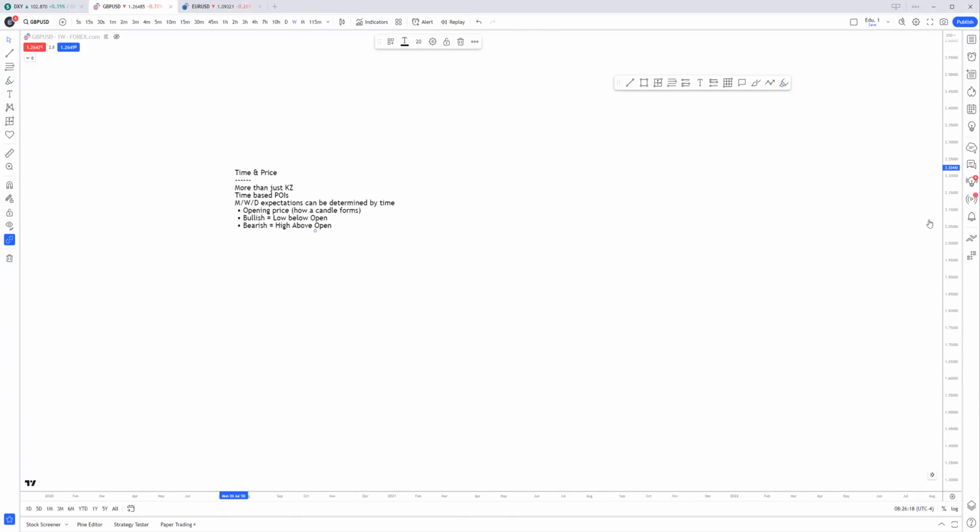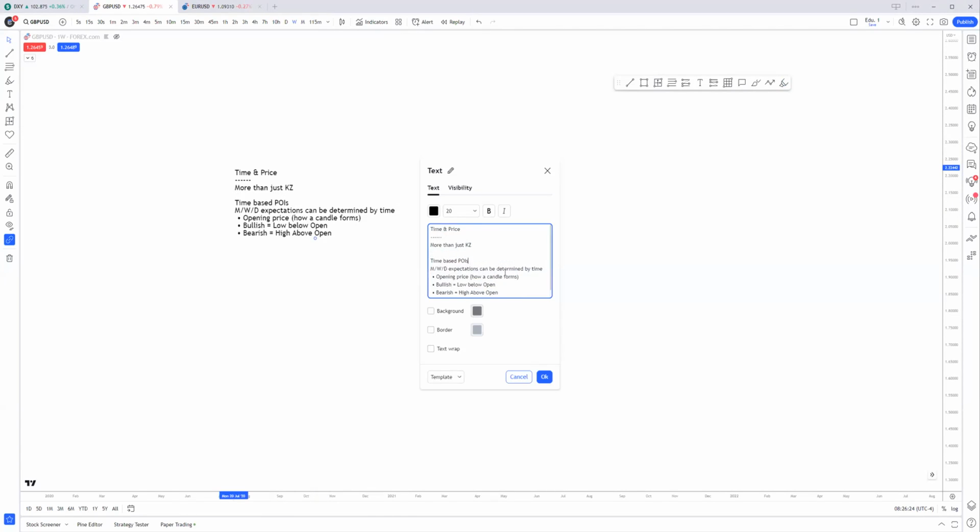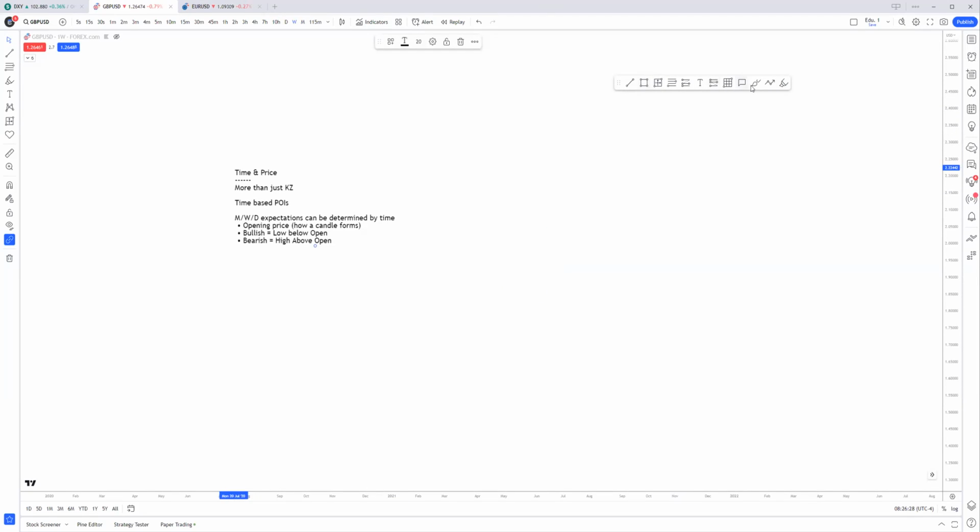Okay. So more than just the kill zone, we have time and time-based POIs. What this means is that we can confirm the validity of a POI, for example, an order block or a breaker block, based on the time that it occurred. This could be of the month, of the week, of the day. For us day traders, we're mainly looking at the time of day that they occurred.